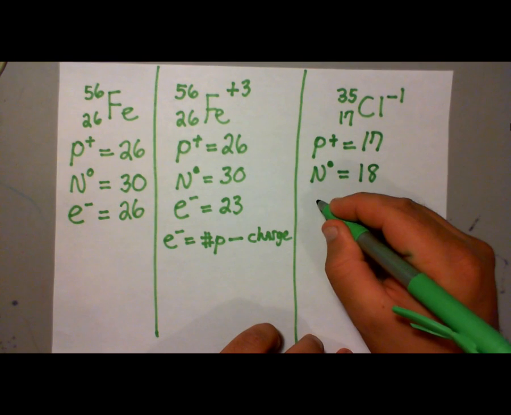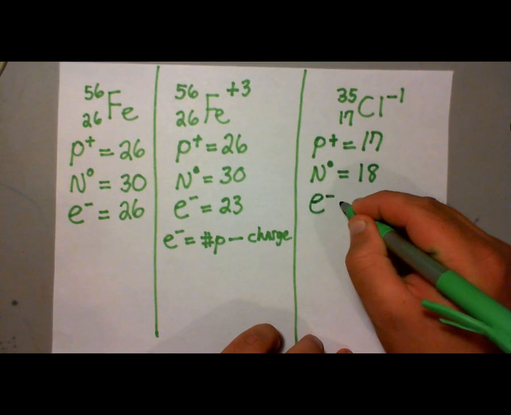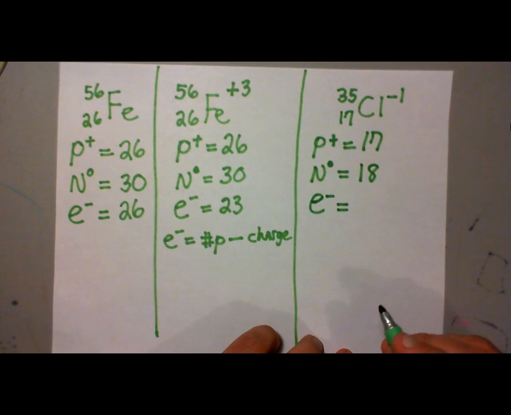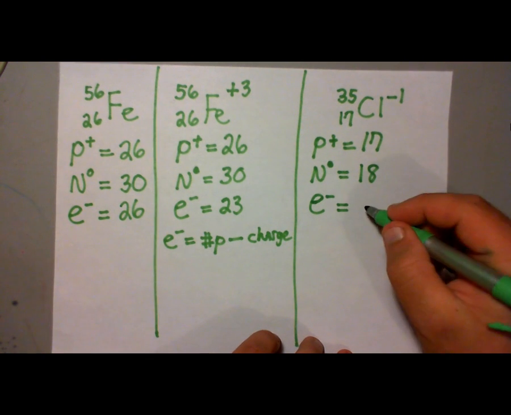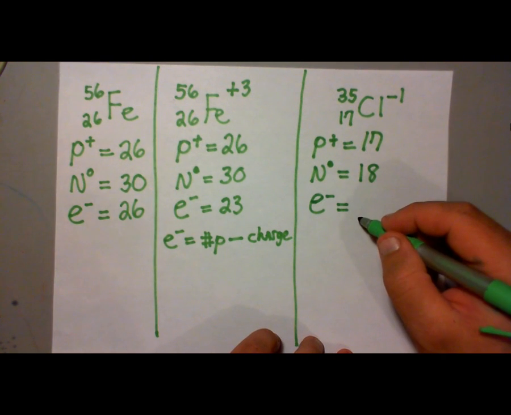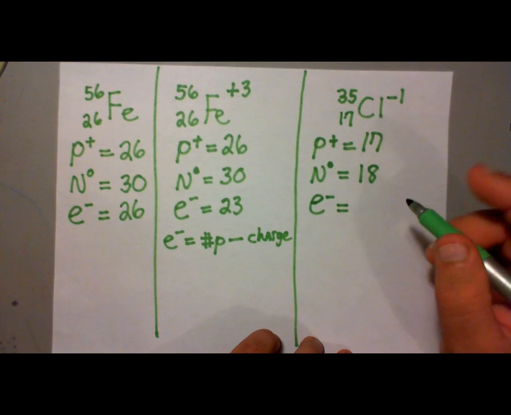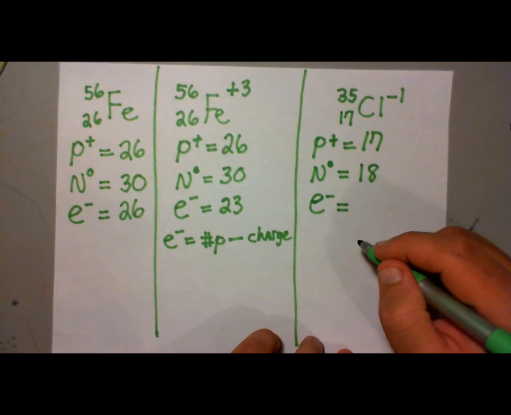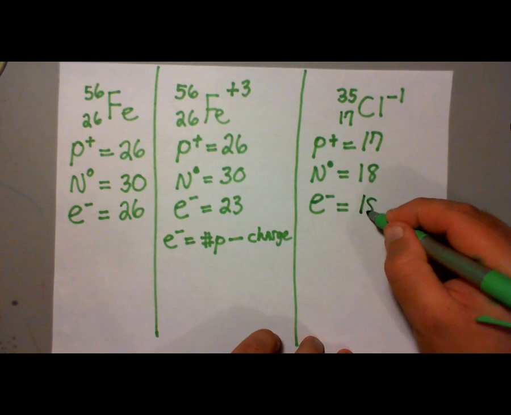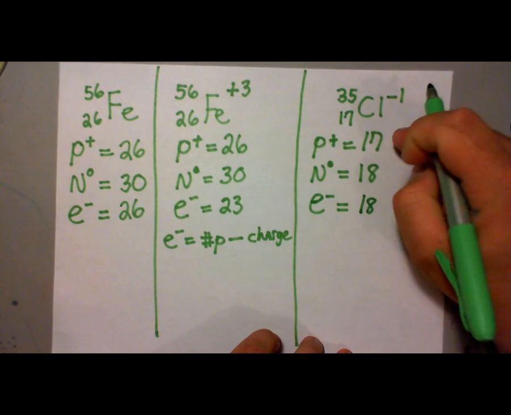Now the number of electrons, let's think about this. The number of electrons here is going to be determined by this charge. It's -1, meaning it's got one more electron than it does protons. So the number of electrons in this one is what? Is it 16 or is it 18? Well, if you guessed 18, you would be correct, because there's one more electron than there are protons.